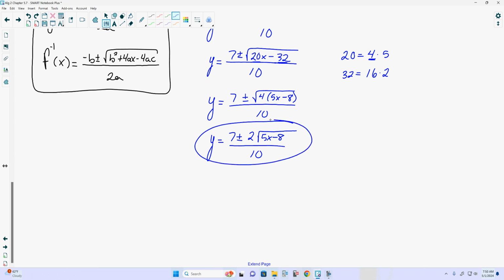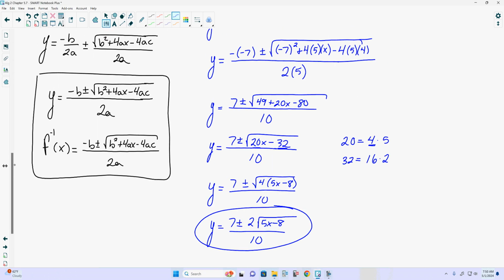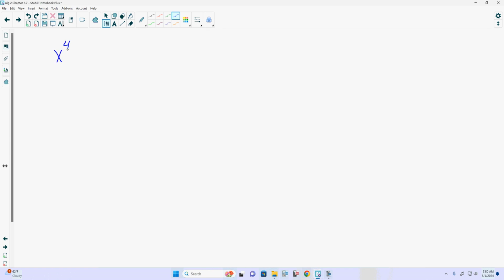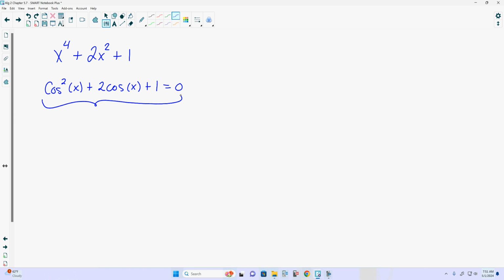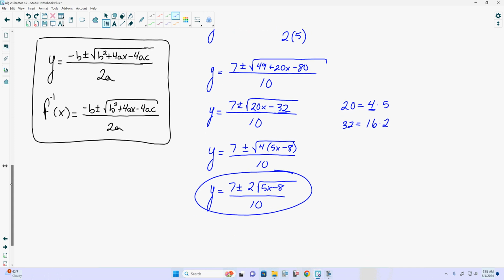And this works for any and all inverse of quadratics. Now, I would not extend this to quadratic-like equations. And some of our quadratic-like equations would be x to the 4th plus 2x squared plus 1. It behaves a lot like a quadratic, but it's technically not. Or cosine squared of x plus 2 cosine of x plus 1. It might work with this one here, but I haven't done a lot of testing or seen if it does. So the main ones this equation does work with is quadratics, and I've tried it with a few, and this does indeed give us the quadratic.